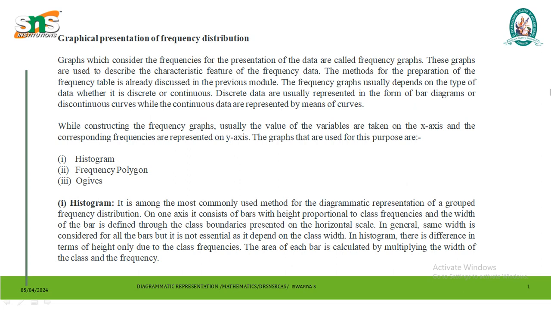First one is histogram. It is among the most commonly used methods for the diagrammatic representation of the group frequency distribution. It consists of bars with the height proportional to the class frequencies, and the width of the bar is defined by the class boundaries presented on the horizontal scale. In general, the same width is considered for all bars, but it is not essential as it depends on the class width. In a histogram, there is a difference in terms of height only, due to the class frequencies. The area of each bar is calculated by multiplying the width of the class and the frequency.